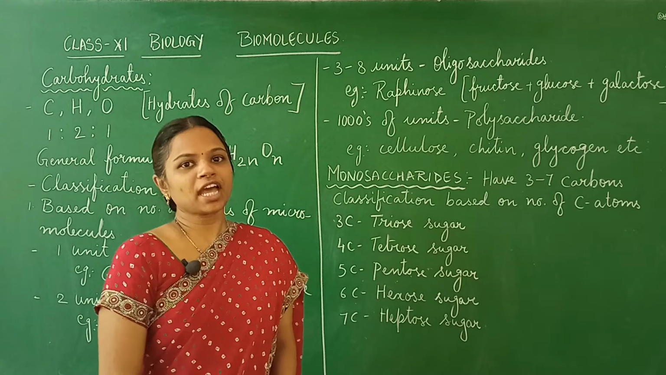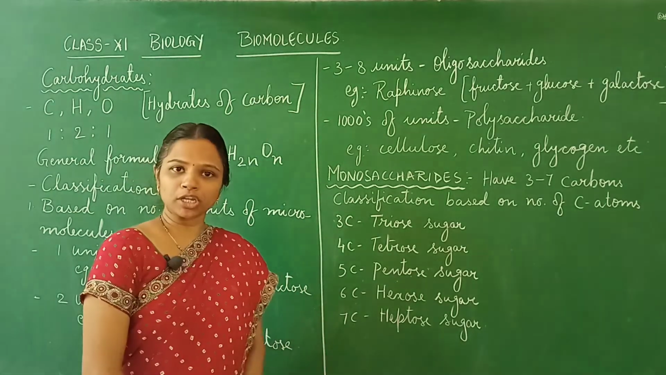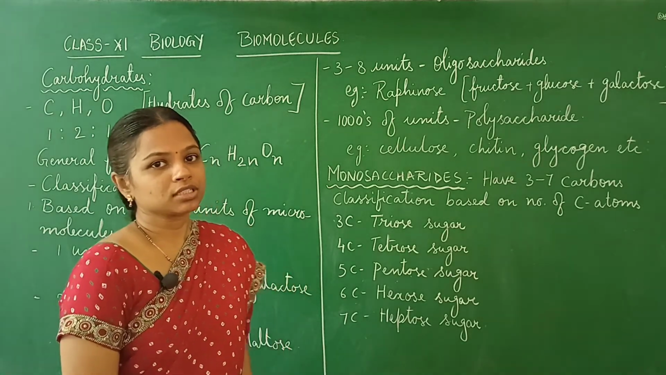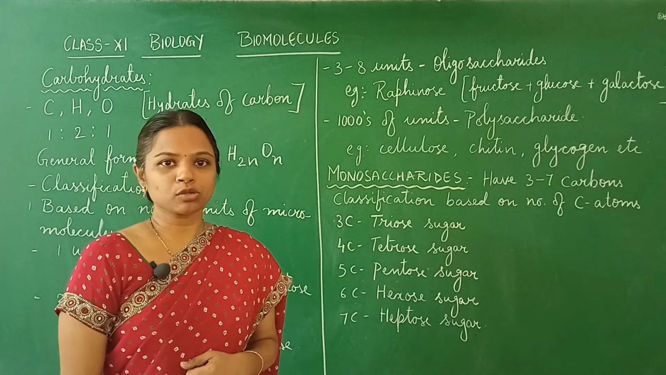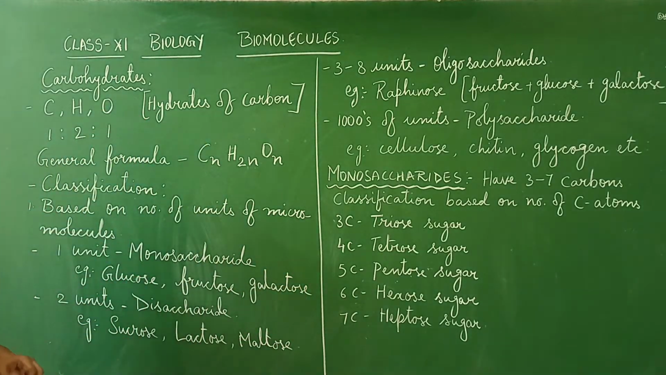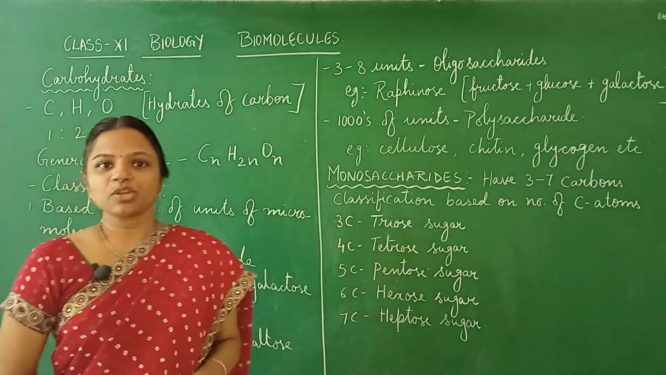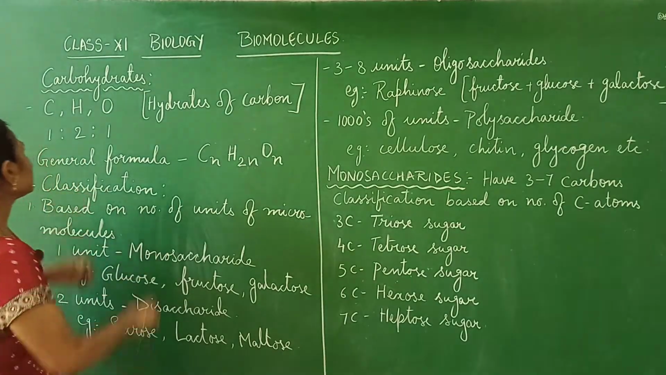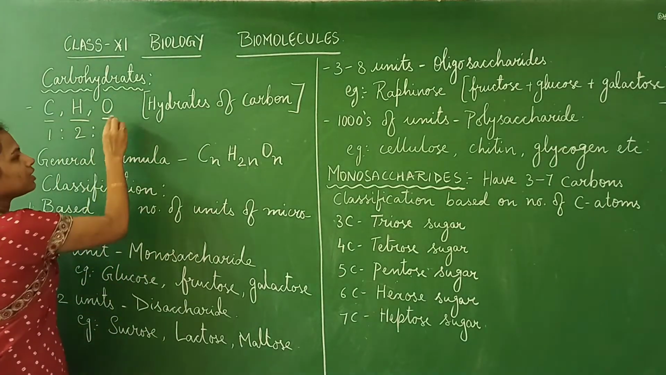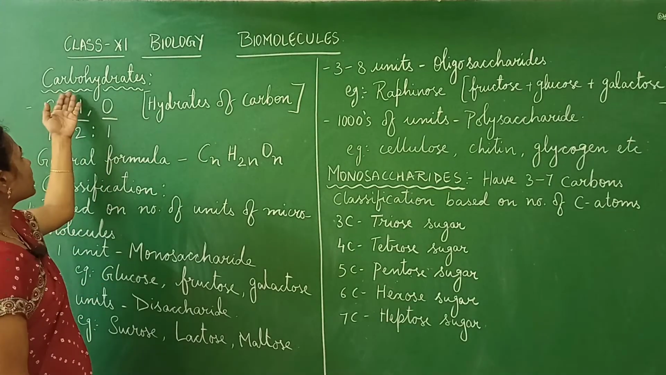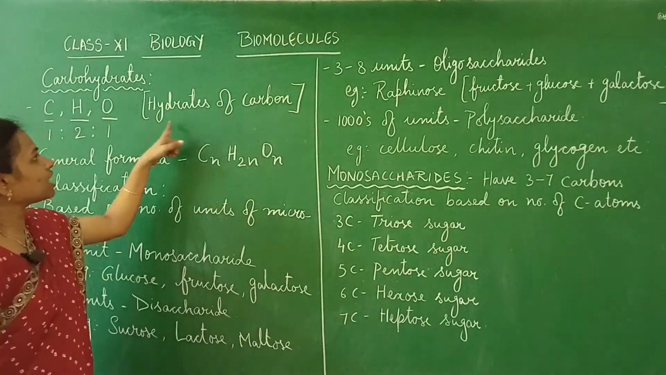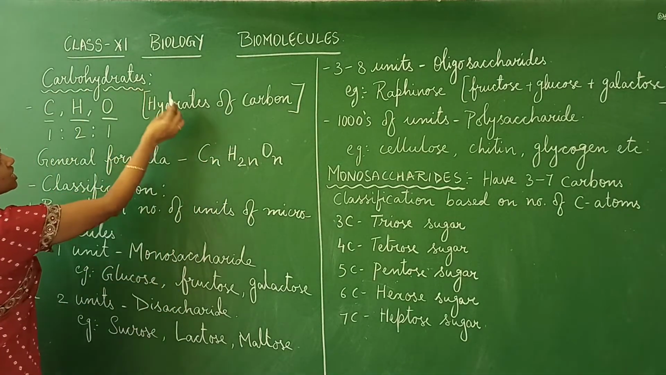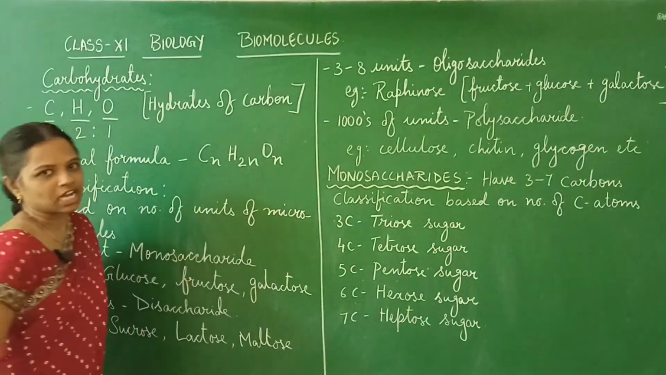In the last video, we have been learning about the introduction of biomolecules chapter. Today, we will go in detail about one of the very important macromolecules, that is carbohydrates. From our lower classes, we have been learning that carbohydrates are basically made up of three elements. They are carbon, hydrogen and oxygen. By the name itself we can understand that they are the hydrates of carbon.